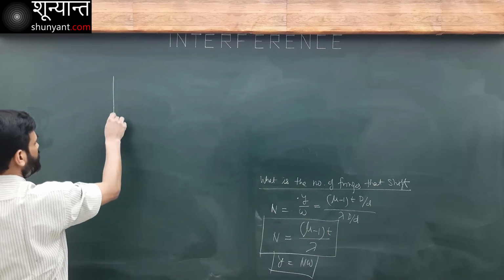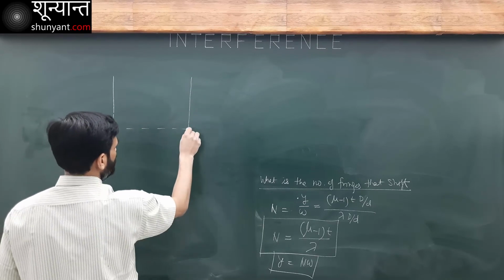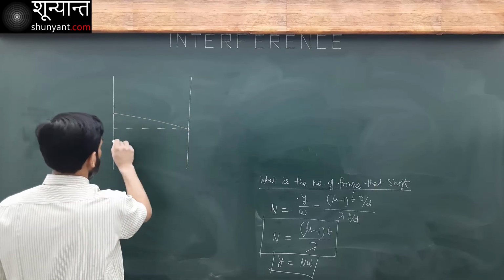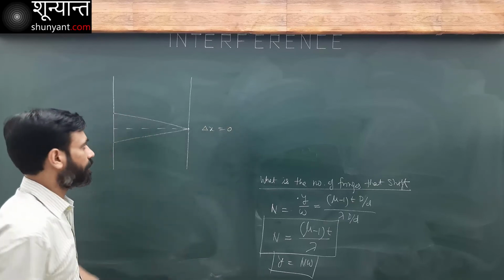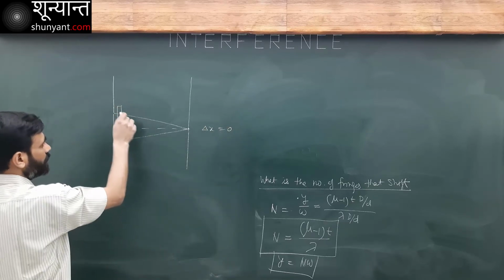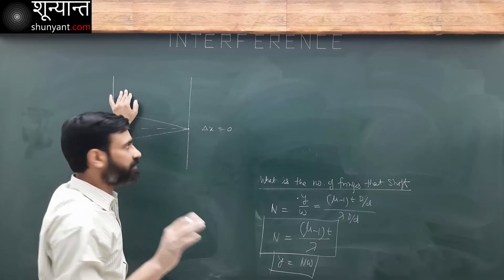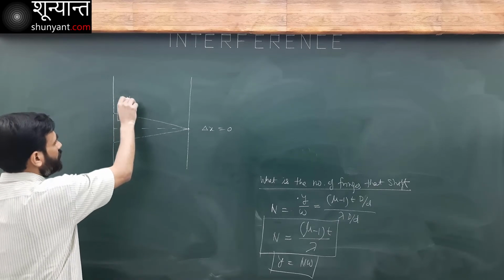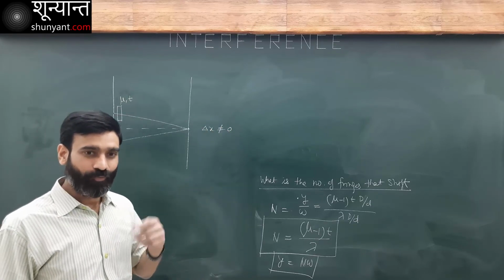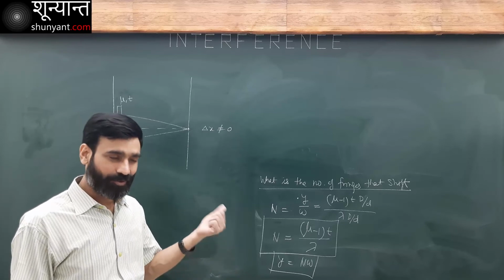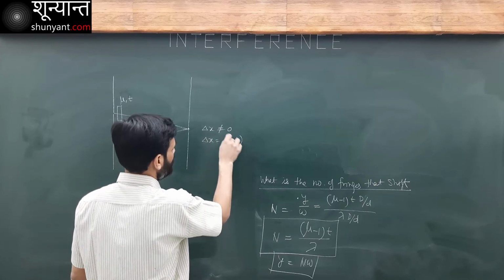I have this arrangement. Delta x here is 0. If I do not have the sheet, path difference is 0, I get central bright fringe. Makes sense? If I keep it here, with mu and t, then delta x is not 0. Then what is it equal to? Delta x here is equal to (mu minus 1) times t.